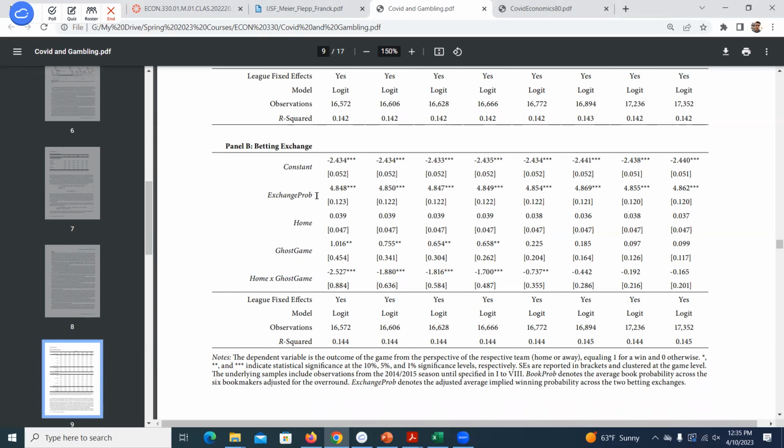What's interesting is if we look at that home variable, it is positive. Maybe the sportsbooks aren't quite capturing the correct effect, but we can't say that that's any different from 0. We don't have any statistical significance. When it comes to accounting for how being a home team influences the probability of winning, sportsbooks are doing pretty good. We can't say that there's any effect they're not capturing. But if we look at these ghost games, the sportsbooks were really bad at predicting.